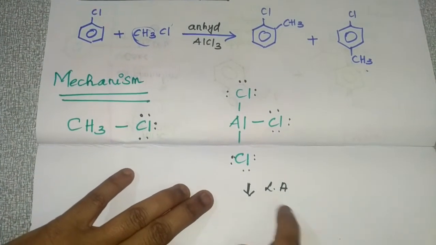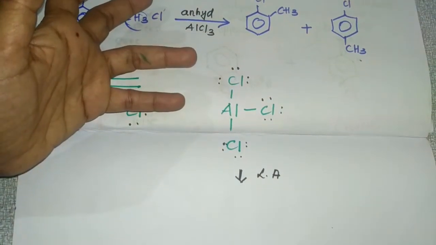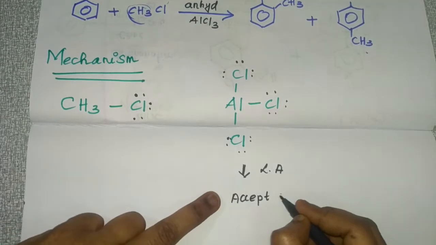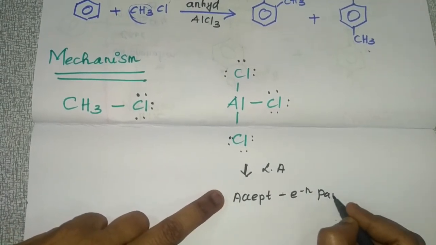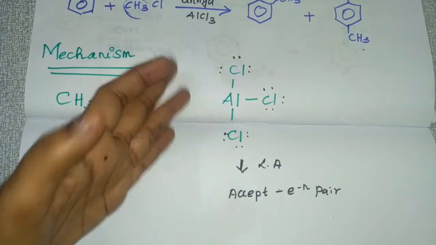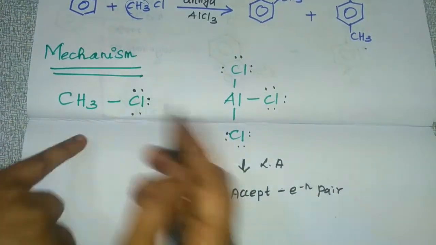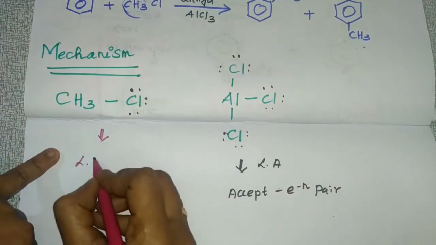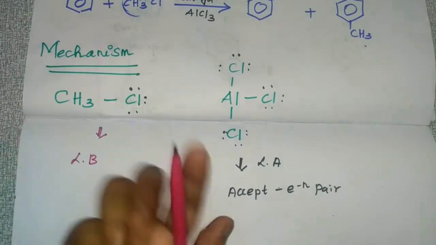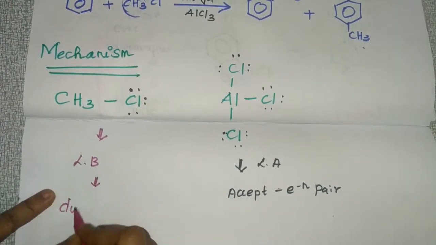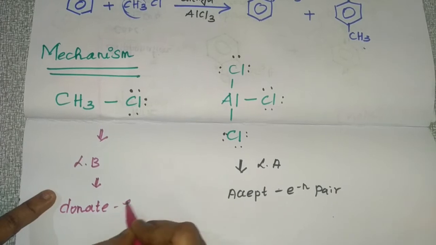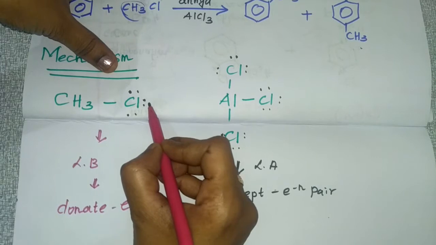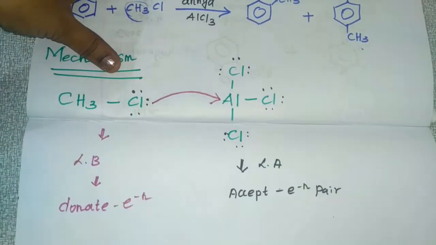What do you mean by Lewis acid, and why does this act as a Lewis acid? Because it will accept the electron pair. So we call this a Lewis acid. And the alkyl chloride acts as a Lewis base. Why? Because it will donate the electron pair. This chlorine will donate one pair of electrons to this aluminium.